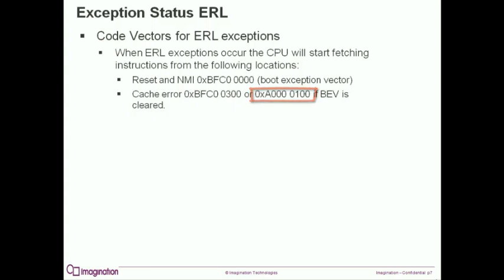A0000100. The idea here is that you may take a cache exception when you are booting from ROM or flash, but once you have initialized your system, you can clear the boot exception vector bit and the cache exceptions will go to a faster memory. The A0000100 vector is still, of course, in uncached region of memory in KSEG1.